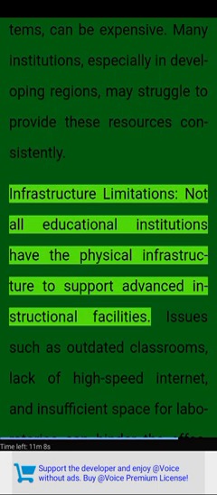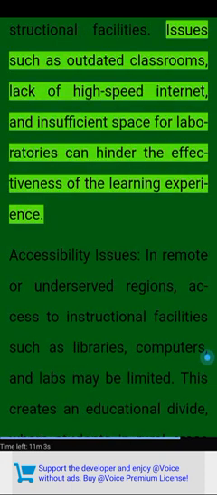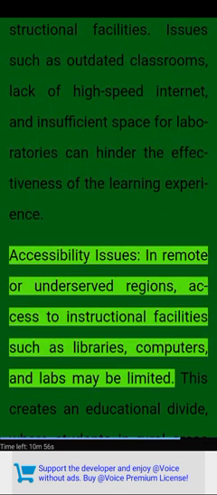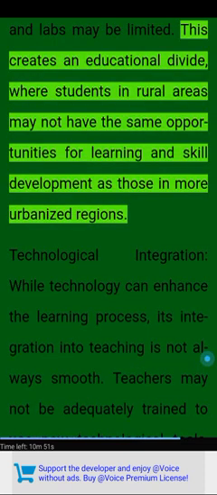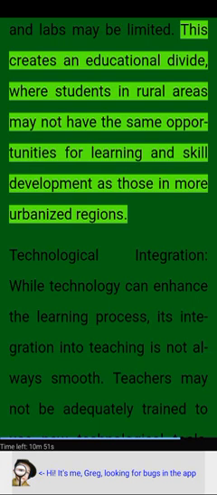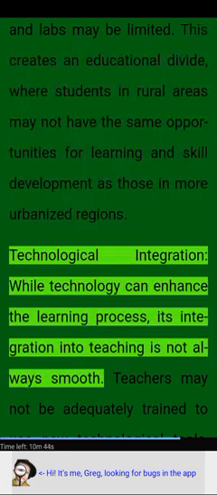Infrastructure limitations. Not all educational institutions have the physical infrastructure to support advanced instructional facilities. Issues such as outdated classrooms, lack of high-speed internet, and insufficient space for laboratories can hinder the effectiveness of the learning experience. Accessibility issues. In remote or underserved regions, access to instructional facilities such as libraries, computers, and labs may be limited. This creates an educational divide, where students in rural areas may not have the same opportunities for learning and skill development as those in more urbanized regions.